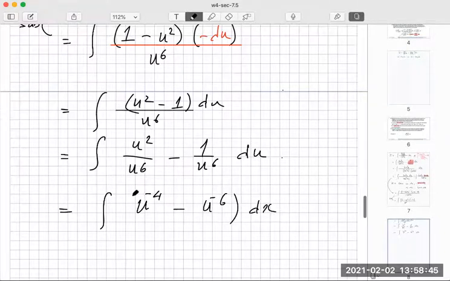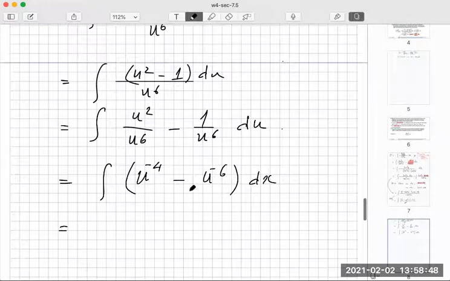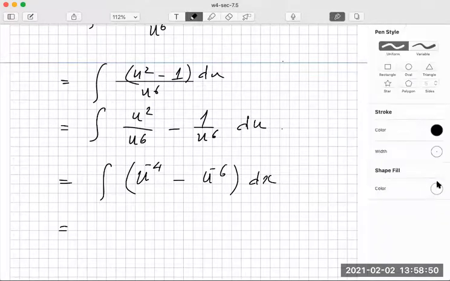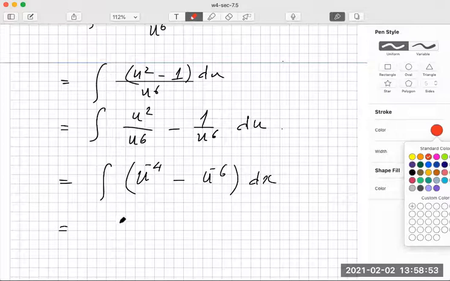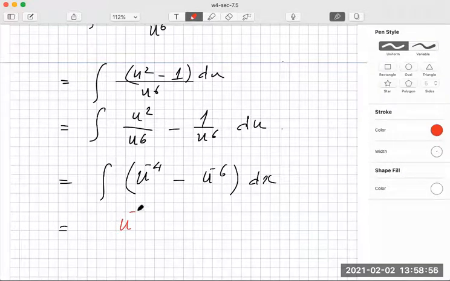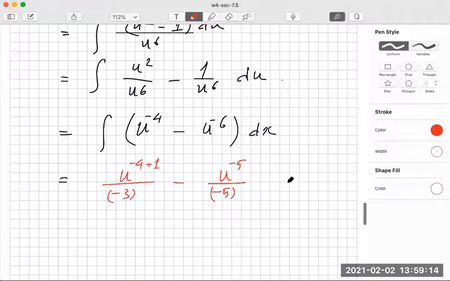Writing it this way is a lot easier to find the antiderivative, which will be? Oh, be careful. Very good, yeah. Negative 4 plus 1 here, which is negative 3, right? Then divided by negative 3. Very good, thank you. And what else? Yes, a constant. Very good.